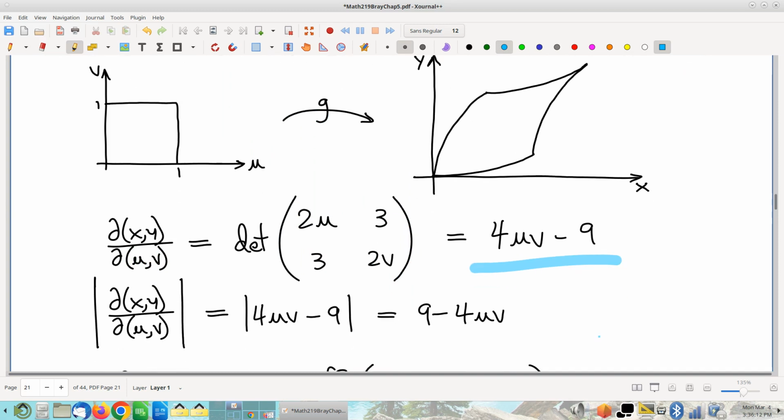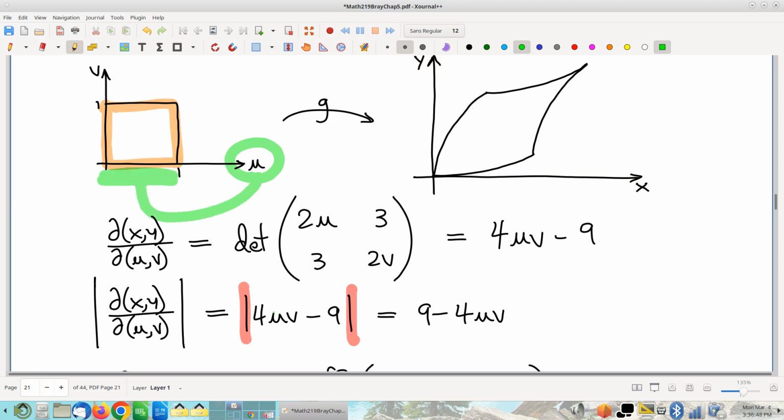Fine and dandy. We realize we have to take the absolute value, and here's where things get a little confusing. How do I know how to compute the absolute value of this expression, 4uv minus 9? Is this thing positive? Is it negative? How do I know? One thing to keep in mind: we're only interested in that expression on our new domain. On our new domain, you can read right off the diagram that u is always between 0 and 1. The diagram tells me so. And likewise, v is also, in this case, always between 0 and 1.